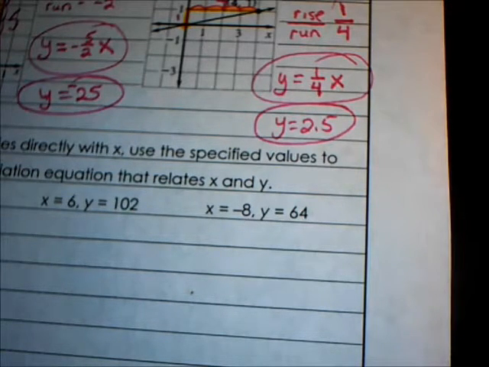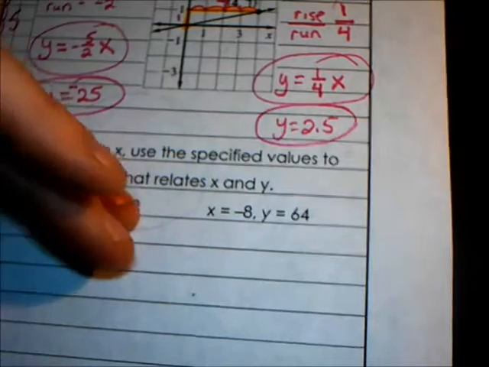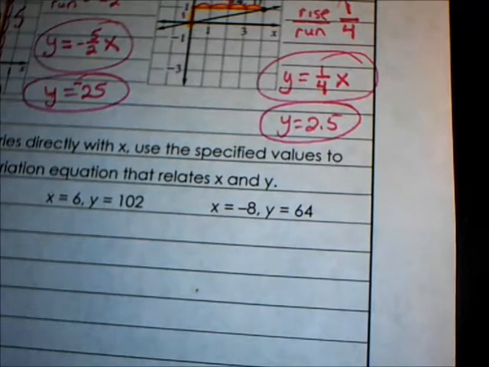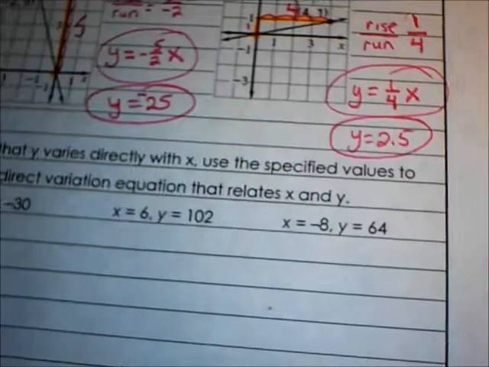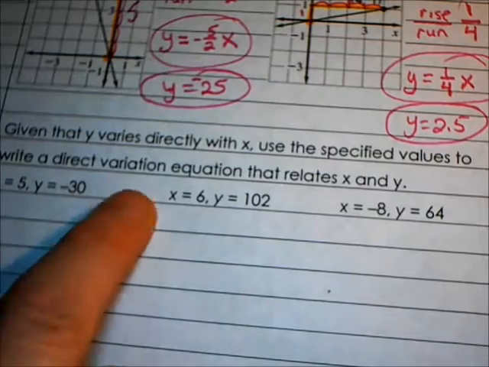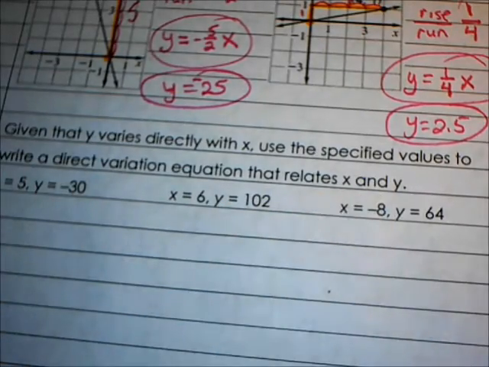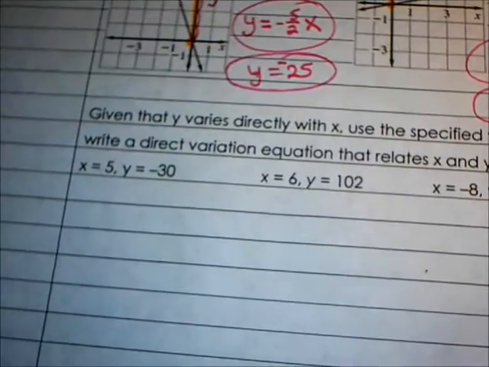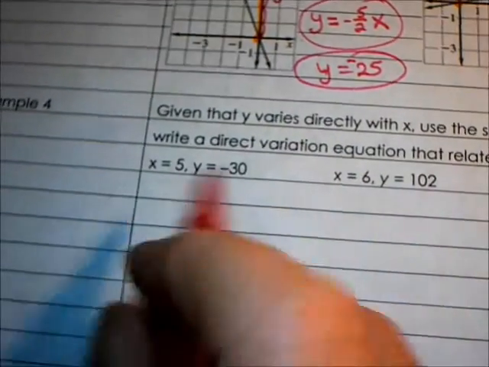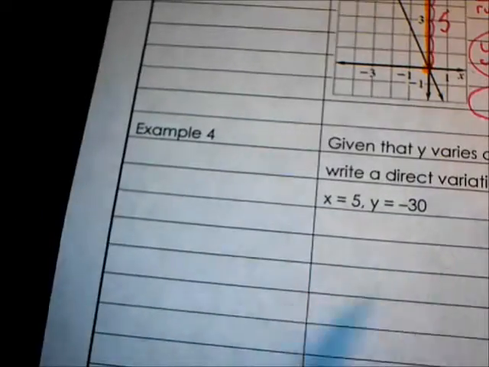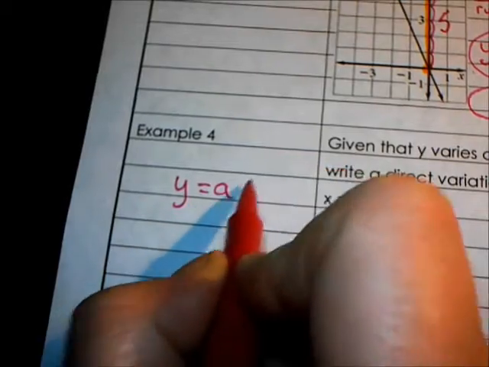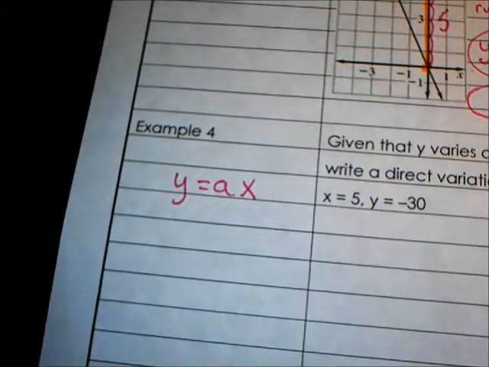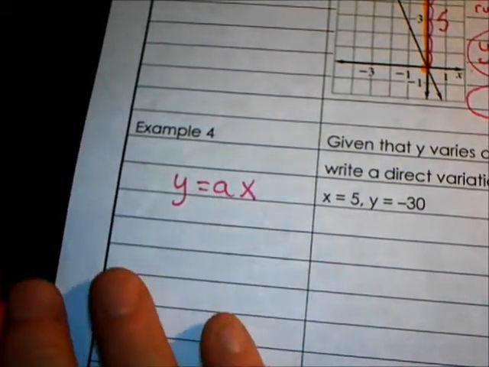Okay, on the last example, we have an equation that says given that y varies directly with x, use the specific values to write a direct variation equation that relates x and y. So my equation, remember, for the direct variation equation was y equals ax. So I need to find what my a actually is.